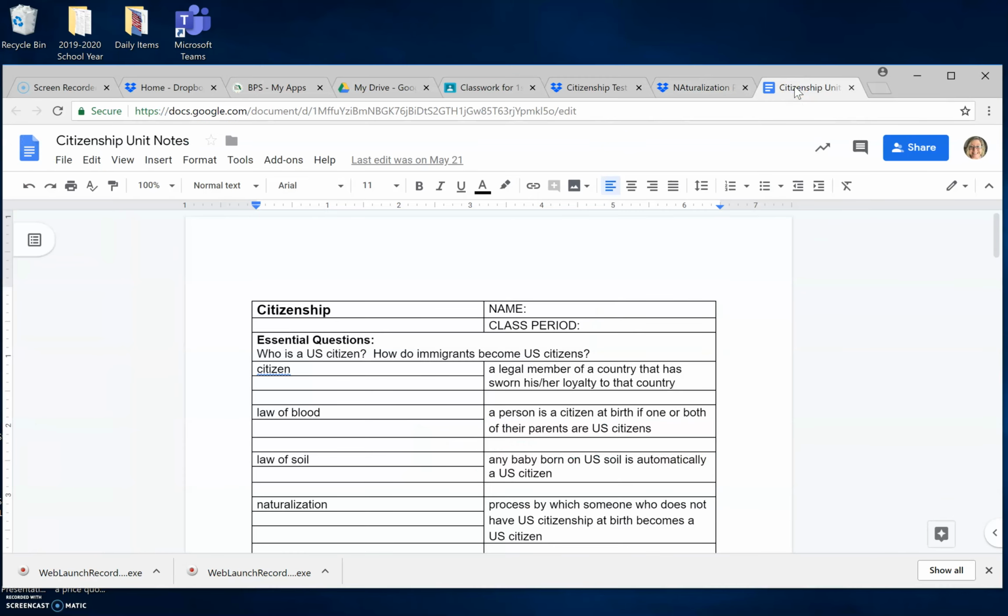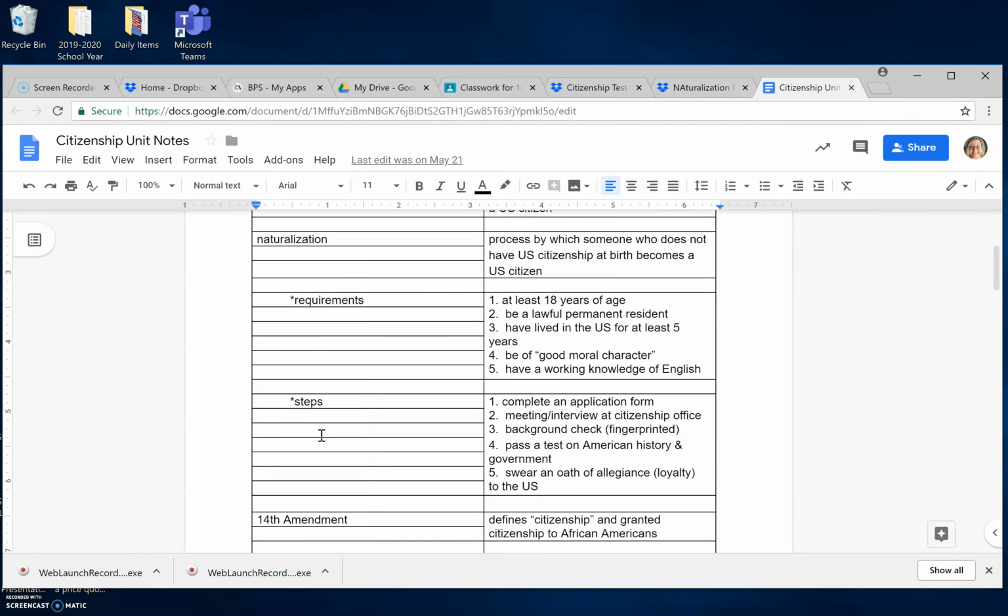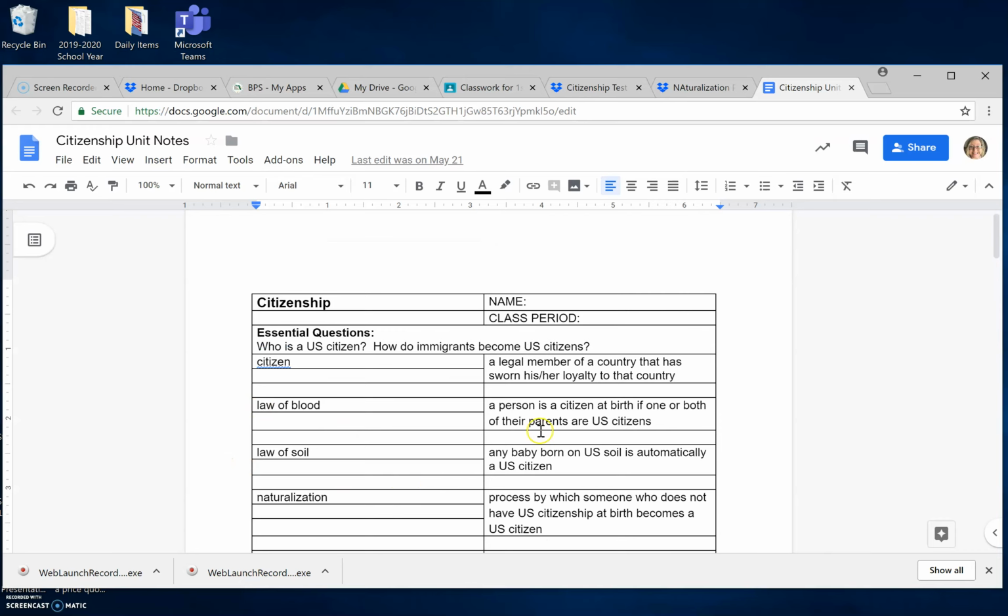So we're going to go to your notes. I want you to look at, we went through law of blood, law of soil. Remember, law of blood is a person, a citizen born, their parents, one or both of their parents are citizens, because it's law of blood. Law of soil, any baby born in the U.S. on U.S. soil or territory or embassy or whatever is law of soil. So that baby is a citizen by law of soil.